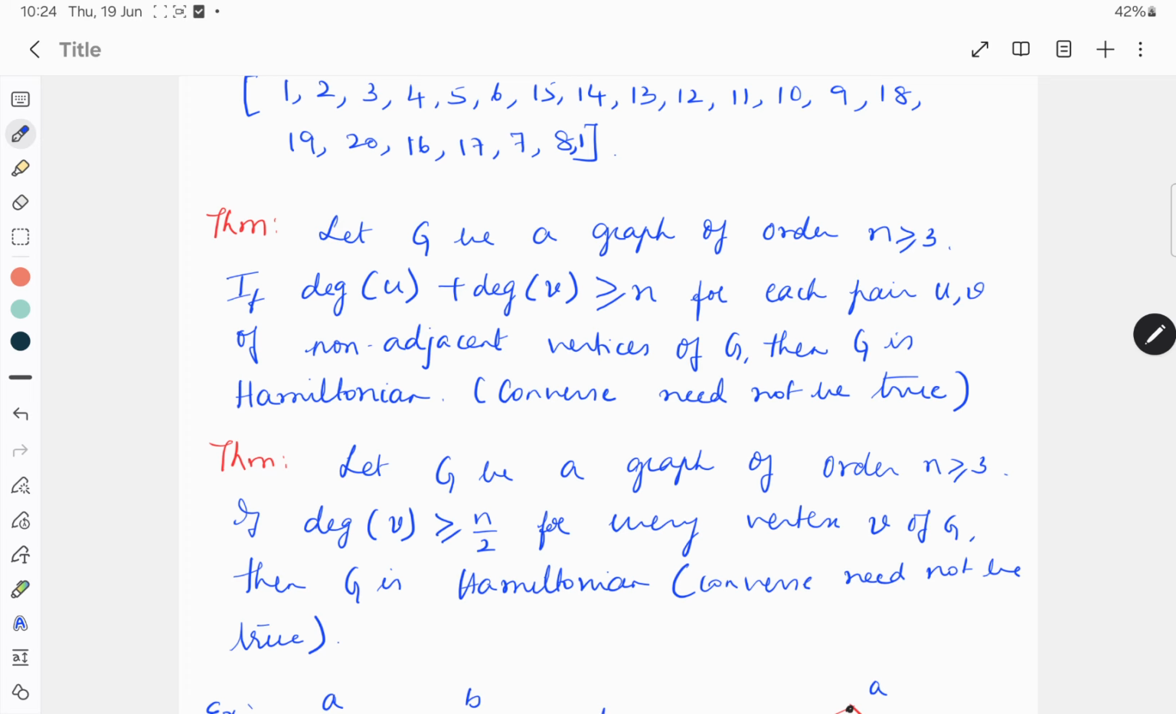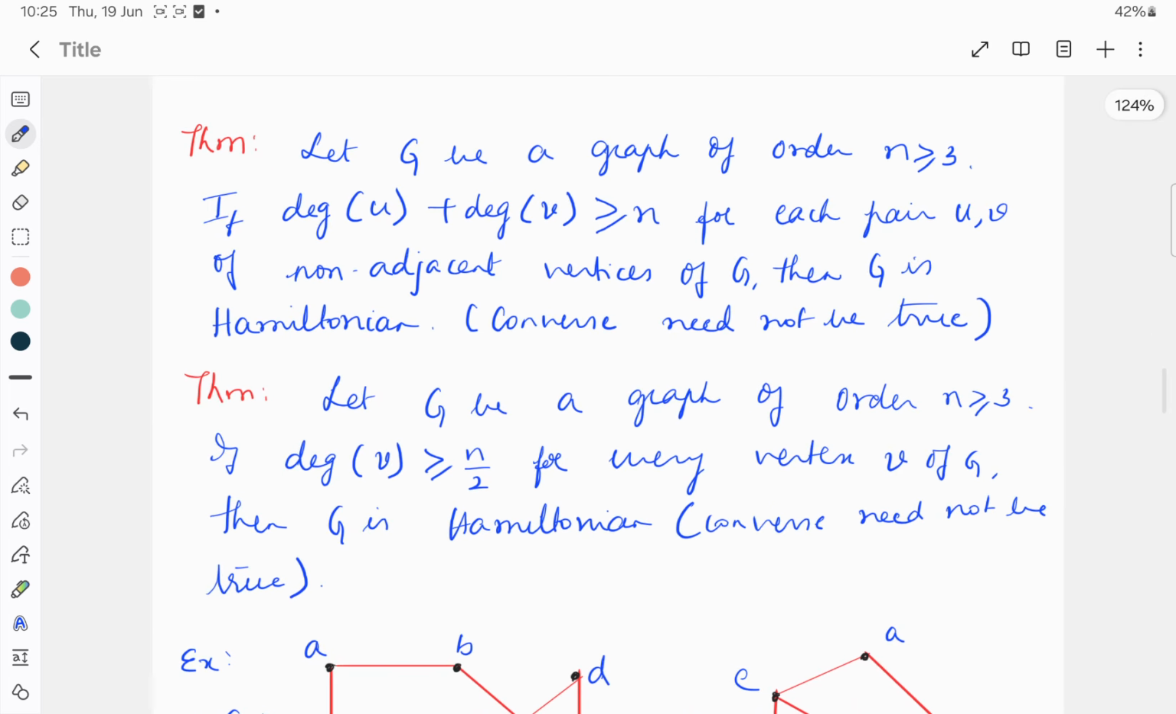So you consider two vertices of the graph u and v which are not adjacent to each other, and all such pairs, and find the degrees of these non-adjacent vertices. If the sum exceeds or is equal to n, the order, then the graph becomes a Hamiltonian graph.